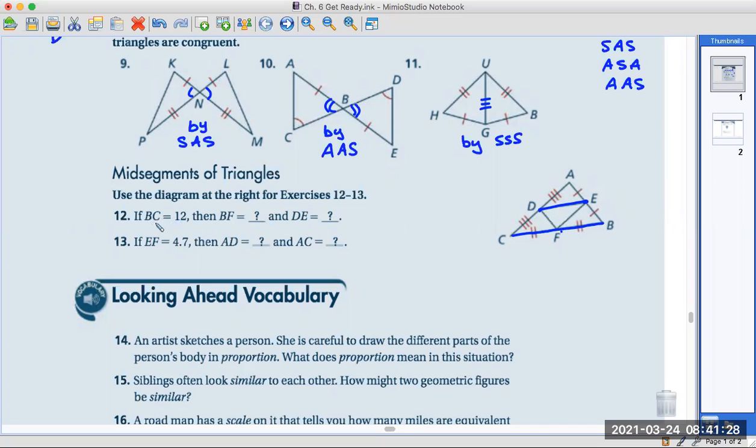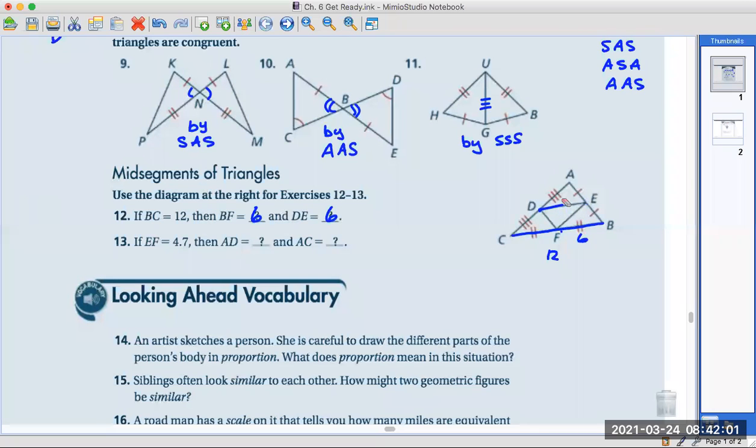Okay, so let's see, BC is 12. So this whole thing is 12 from here to here. What is BF? BF is half of it. Notice these two segments are equal, so BF is 6. And DE is half as well, that's 6 as well. So DE is half of BC. Okay, that's the relationship there.